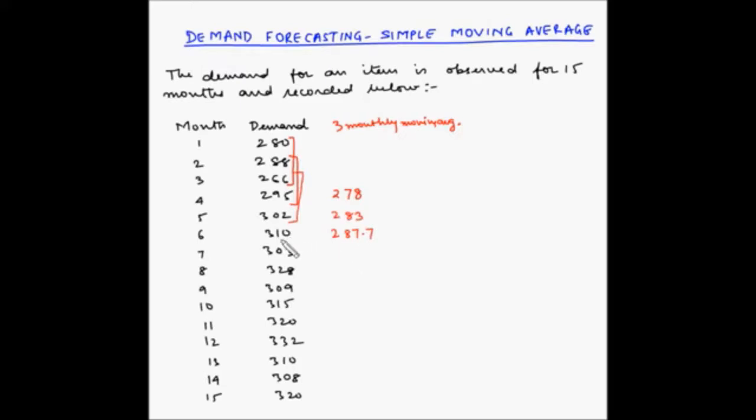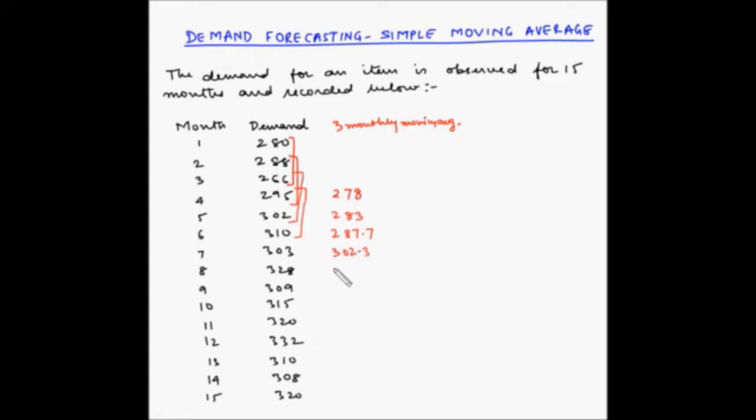and the actuals after the month has completed is 310. Now based on this, let's find out the forecast for the 7th month. So we'll have to take the average of the last 3 months, which will be 295, 302 and 310. So this number will be 302.3. Similarly, we can calculate the 3 monthly moving average for all the remaining months.